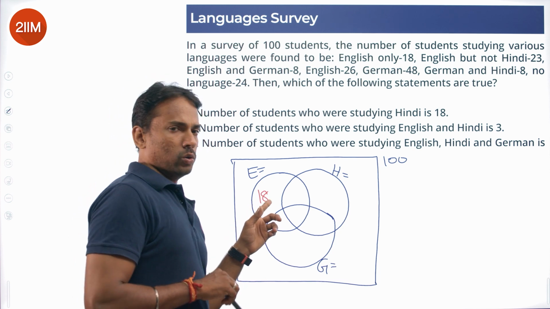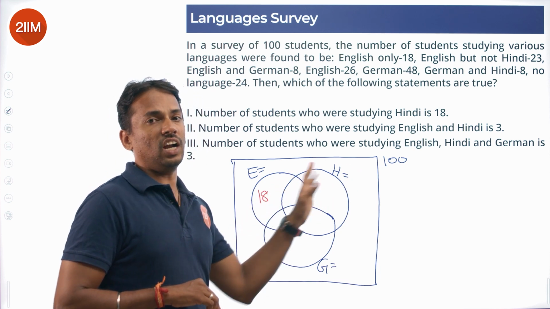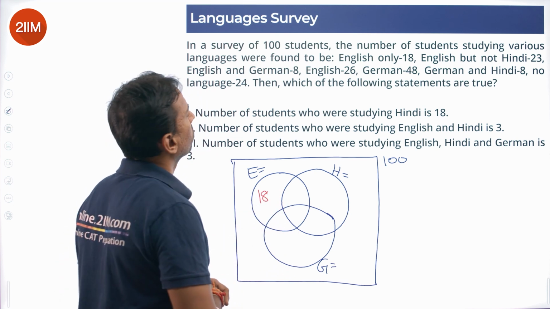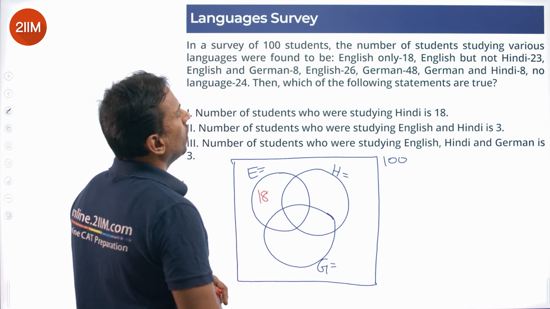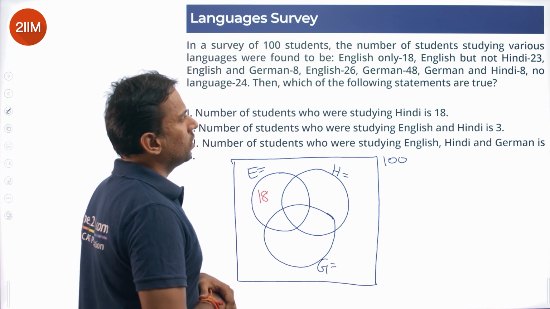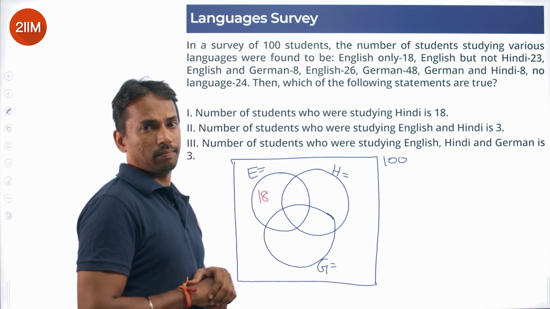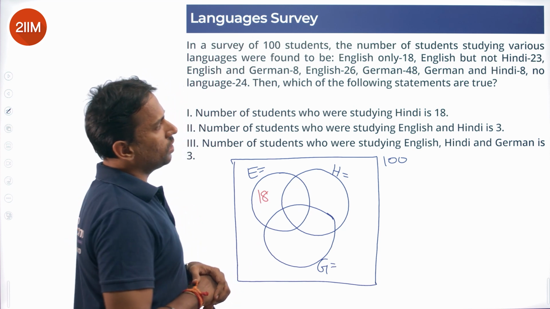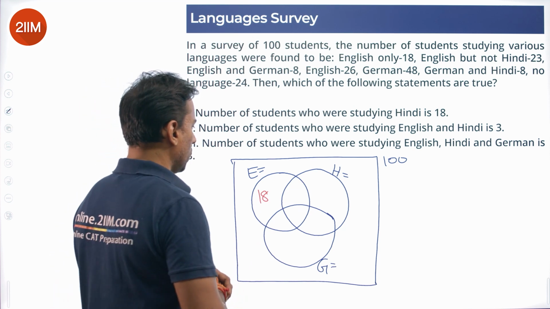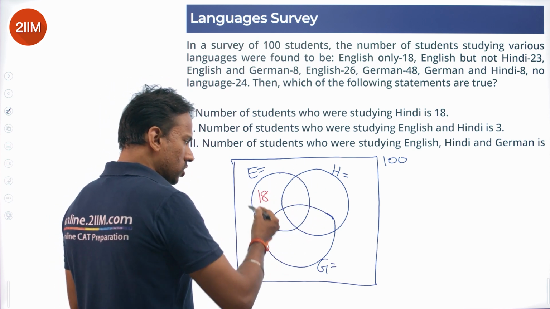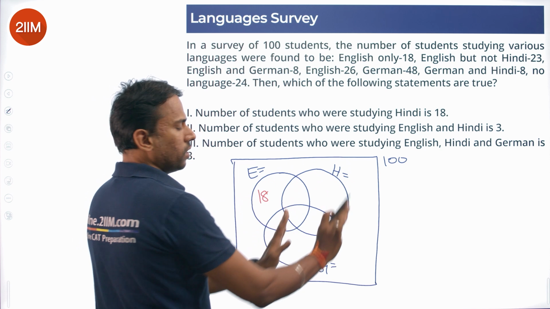The region you see in English but not shared with the other languages, purely only English, is 18. Okay, fine. English but not Hindi is going to be 23. English but not Hindi means the region that should be inside English but outside Hindi.